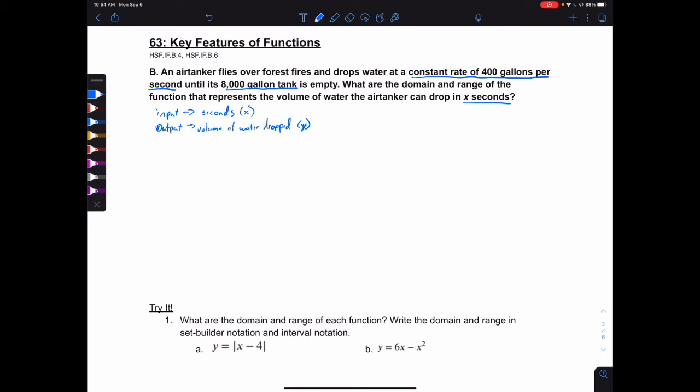So the function y would be equal to, well, we're dropping the water at a constant rate of 400 gallons, so 400, and then we would multiply by the number of seconds that we've been dropping the water for. So y is equal to 400x. And again, y would be the total water that we've dropped. You can also write this as f of x is equal to 400x if you wanted to show it as a function.